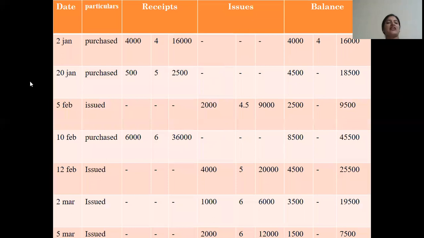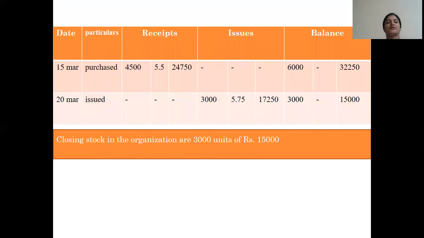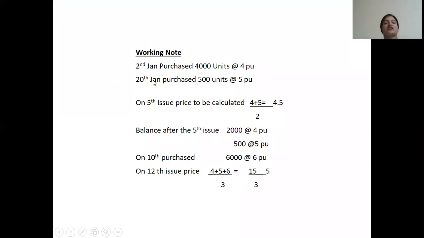Next, as on January 20th, purchased 500 units at the rate of rupees 5 amounted to 2,500. Immediately after the 2nd January purchase, directly we are taking the 20th January, that is 4,500. Immediately after the purchase, we need to balance the amount here. On January 20th, purchased 500 units at 5 per unit. On 2nd, we purchased 4,000 units. On 20th, we purchased 500 units.